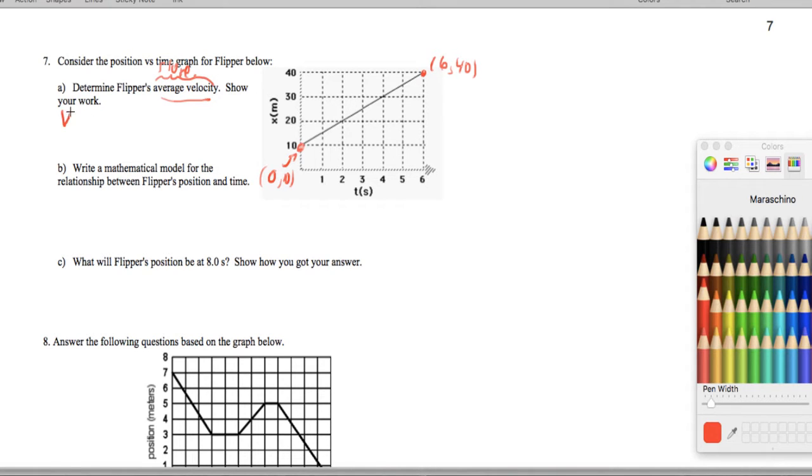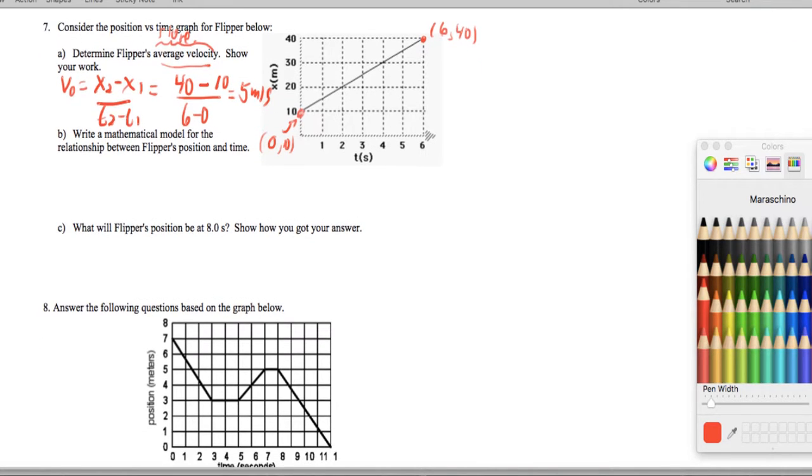So I will get the speed. I'm going to use the rise over run formula, but I'm going to write it like this. So this is going to be 40 minus 10 over 6 minus 0. So we're going to end up getting 5 meters per second when we do this.